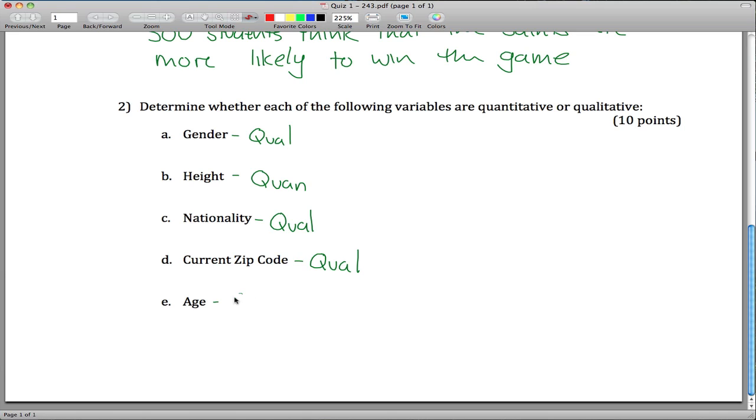And lastly, age. I think that one's got to be quantitative also. Again, you could argue, oh, by age I meant children, adolescents, middle age, and old folk or something. That's like, all right, then it's qualitative. But generally speaking, I think when most people see this, they're thinking the number of years you've been alive, in which case it's quantitative. And there's the end of the quiz.